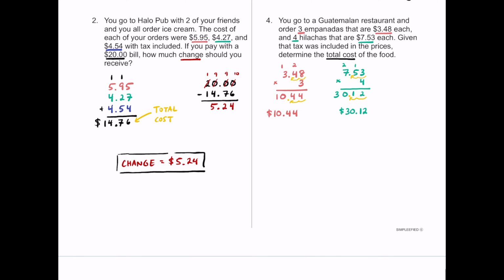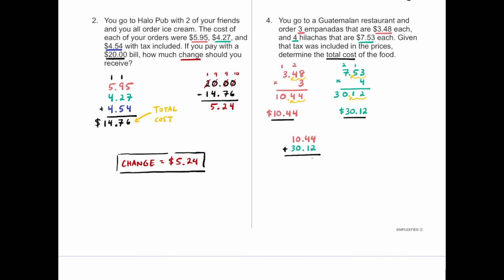Okay, so the question they were asking earlier is what about the total cost? For the total cost, we're going to have to take the cost of the empanadas plus the total cost of the hilaches together. And so what we can do is take this $10.44. Let's go ahead and add that on to this $30.12, just like this. And go ahead and just line up the decimals here and add.